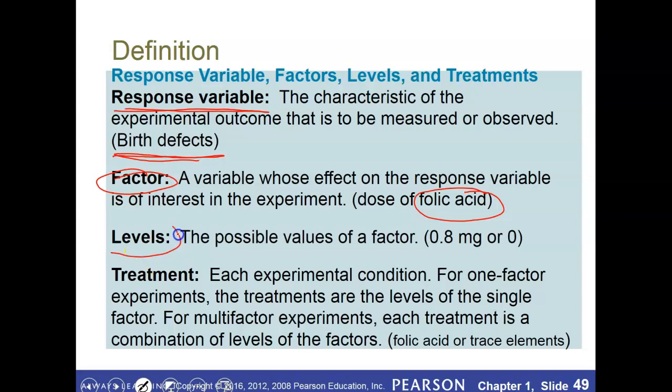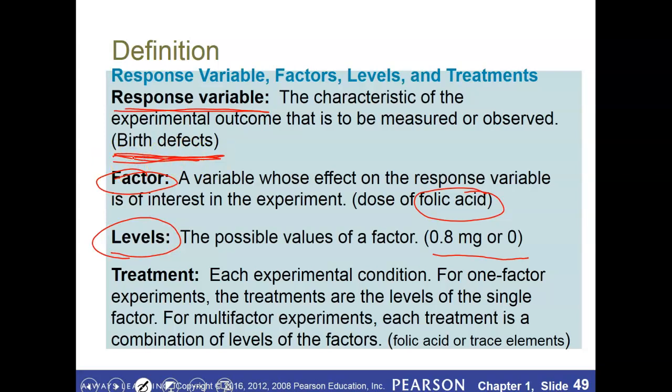The levels would be, now this particular example that we just did only had one level. It was 0.8 milligrams of folic acid. But sometimes studies have different levels. You can double the dosage, and would that cut down on birth defects even more? So there's different levels of the factor that's causing the response, or the birth defects.